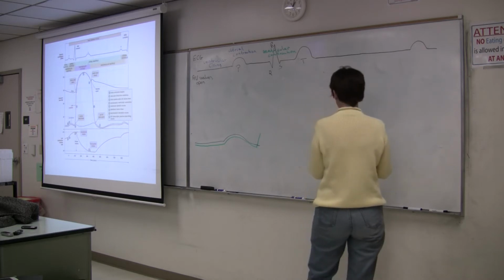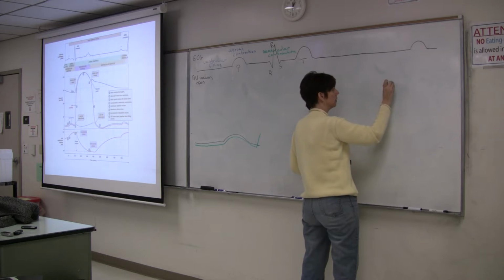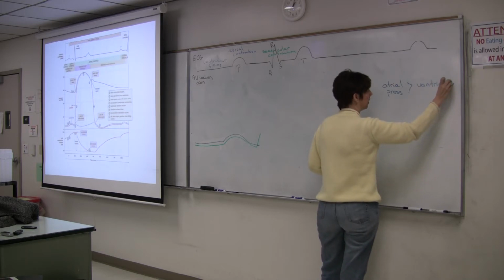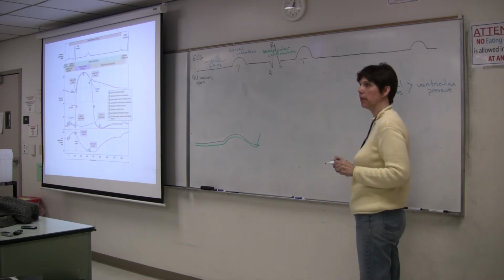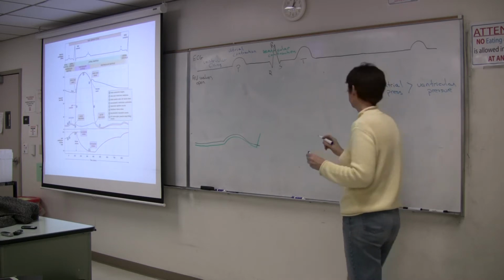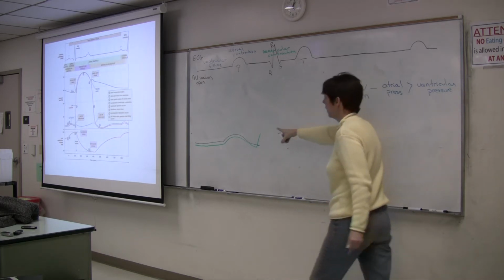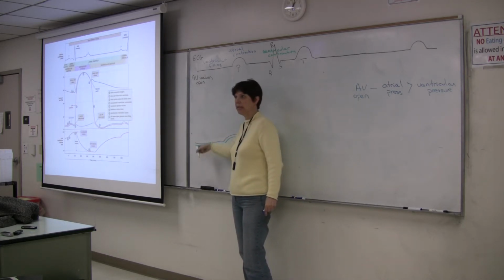Let's stop there for a moment and put some summary over here. When atrial pressure is greater than ventricular pressure, what is the position of my AV valves, open or closed? Open. So my AV valve is going to be open. That's what's occurring here. Atrial pressure is greater than ventricular pressure, AV valves are open, and we have ventricular filling.